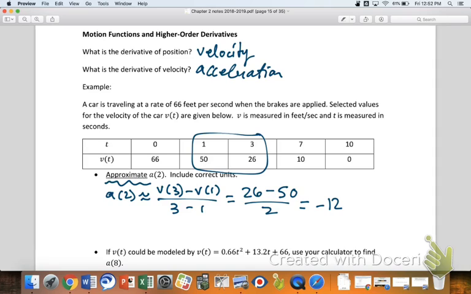What kind of units go with acceleration? You get the squared, right? Because it's feet per second, because it's a rate of change of velocity. So feet per second squared.